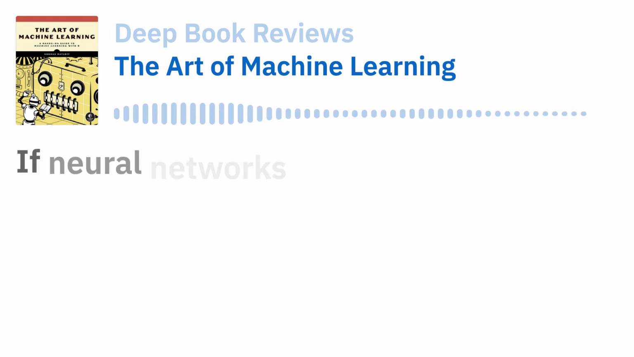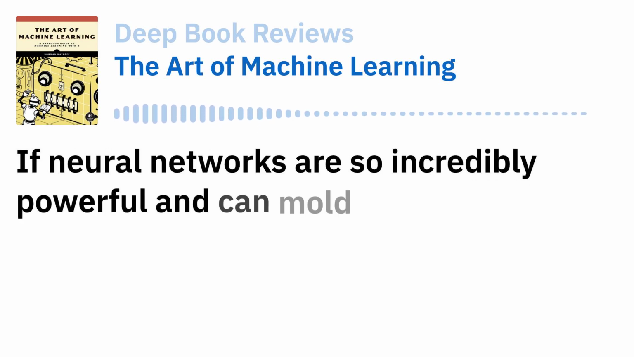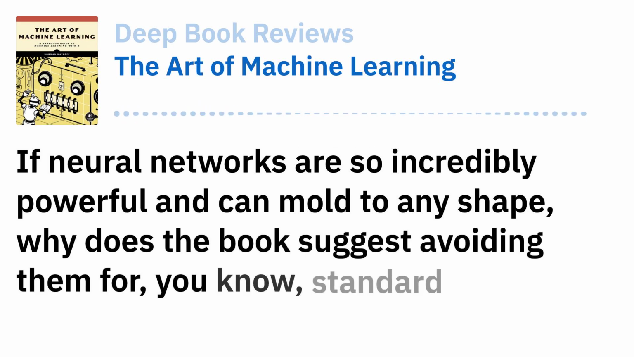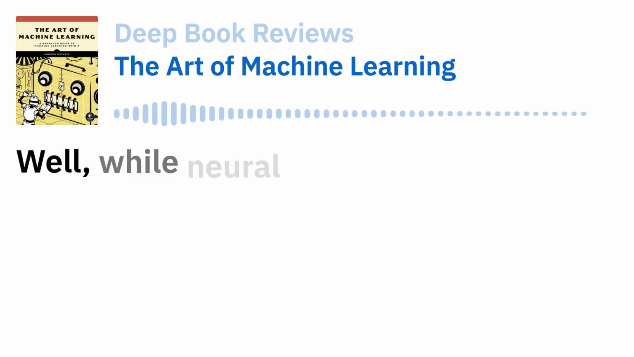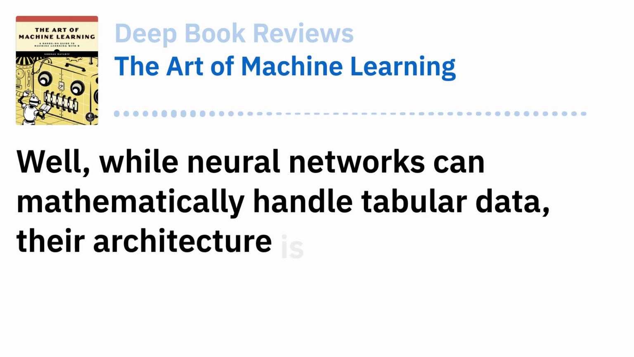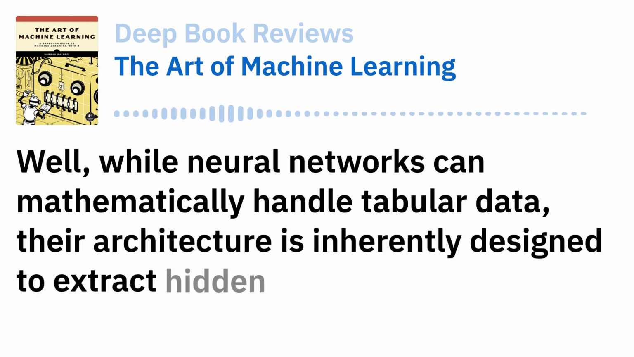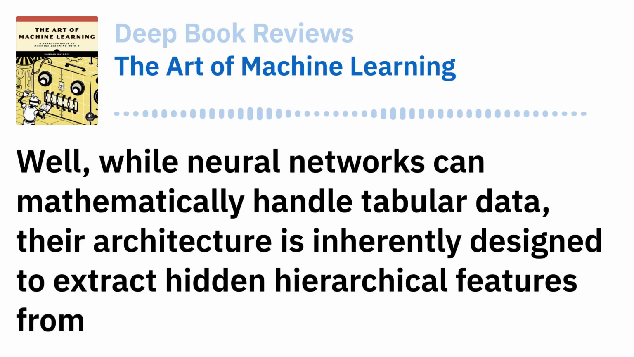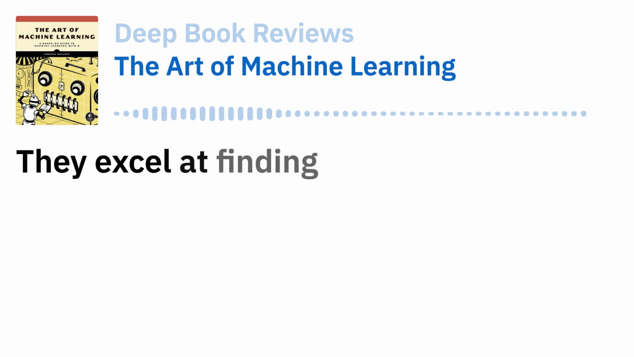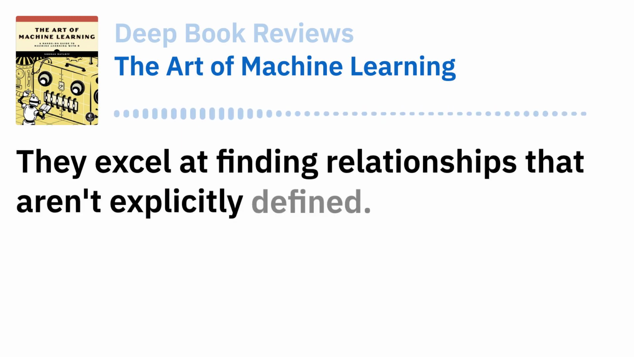Yeah, it does. If neural networks are so incredibly powerful and can mold to any shape, why does the book suggest avoiding them for standard spreadsheet data? Well, while neural networks can mathematically handle tabular data, their architecture is inherently designed to extract hidden hierarchical features from massive amounts of unstructured information. They excel at finding relationships that aren't explicitly defined.